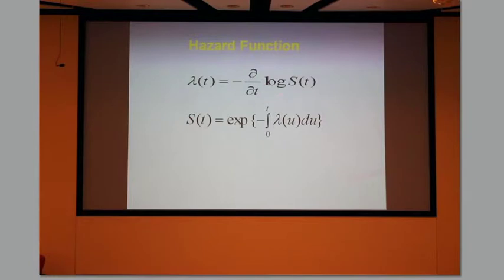The hazard function is connected to the survival function by a sign, a derivative, and a log. So you take the log of the survival function, you take its first derivative, and you negate that, and you get the hazard function.